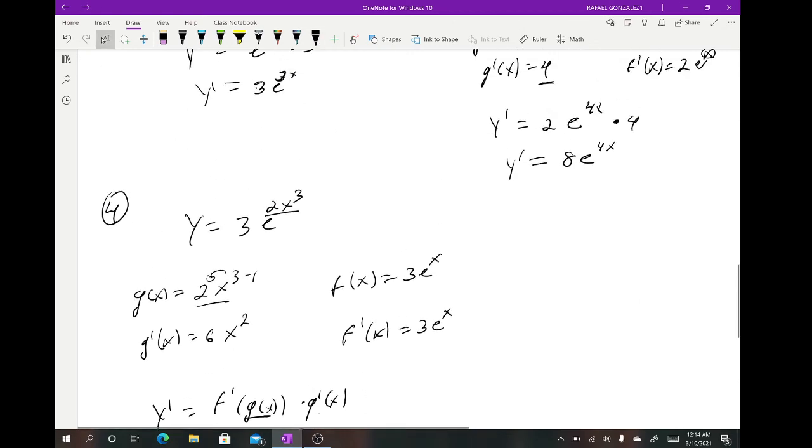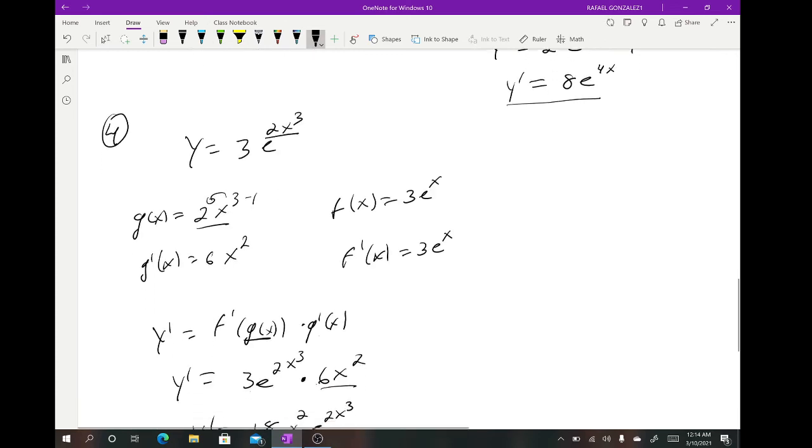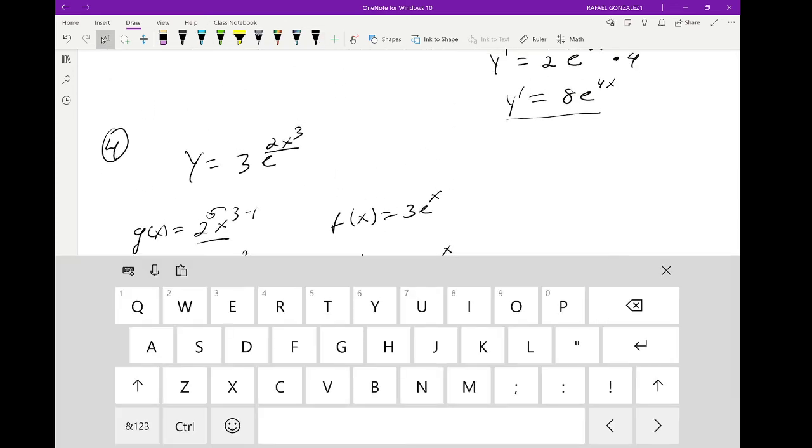So this is much like this problem here. The only difference is that here we didn't have an x trailing in the problem.